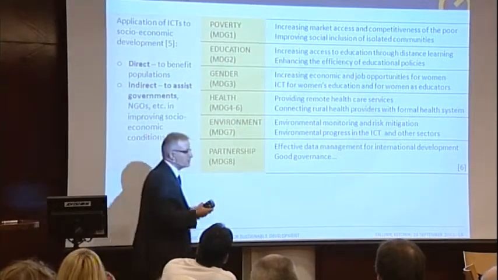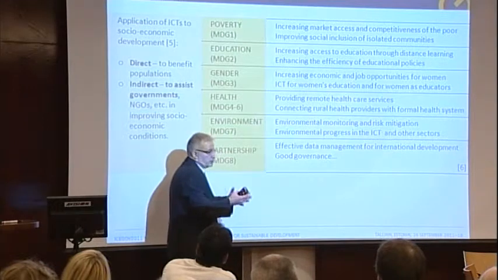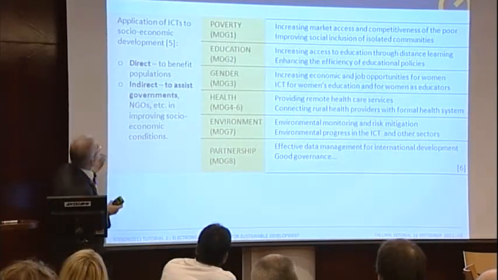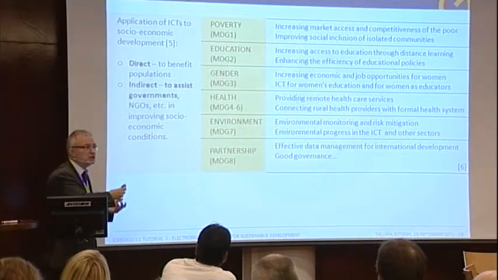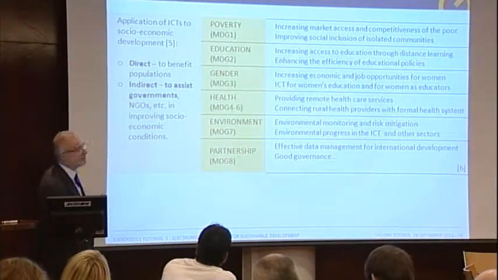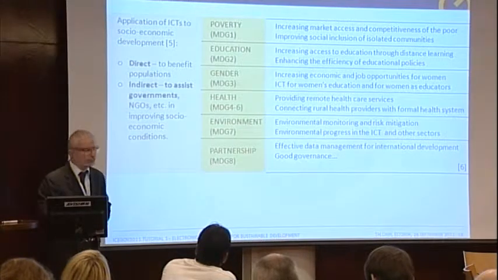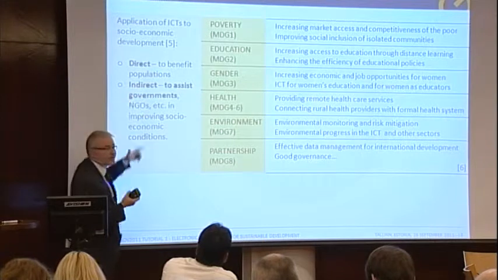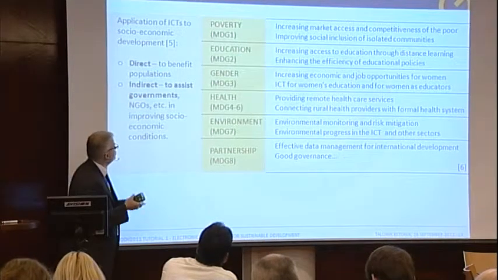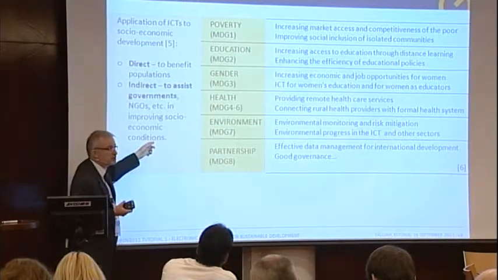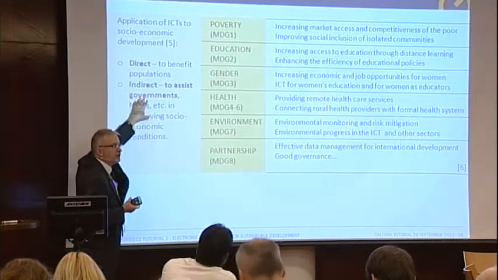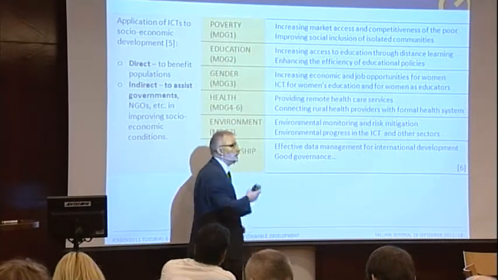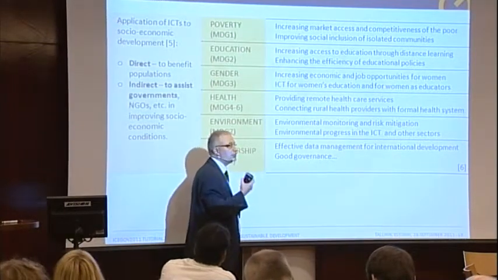This is particularly where we are interested, and ICT has been used not just to support the governance of the development process, but for the development objectives themselves. By ICT4D, we mean the application of ICT to socio-economic development. This can be direct, to benefit people, or indirect, to assist governments and NGOs to improve socio-economic conditions. Whether direct or indirect, we can find specific ways through which ICT can actually help achieve development.